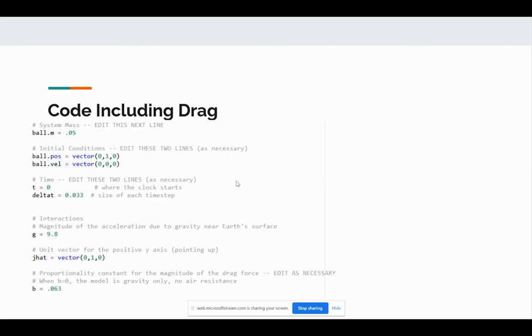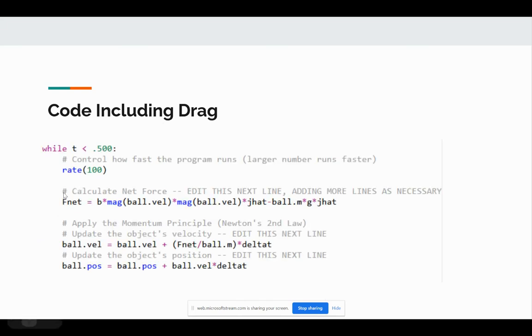So this is my code including drag. This time, I initialized the coefficient of drag to 0.063. Everything else stayed the same in the initialization part, but in the next part, in my while loop, I set the net force to b times the magnitude of velocity squared minus the force of gravity, because the drag force will always be in the opposite direction. And it's still j hat because it's only in the y direction.